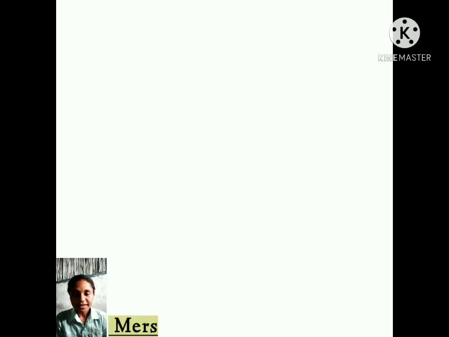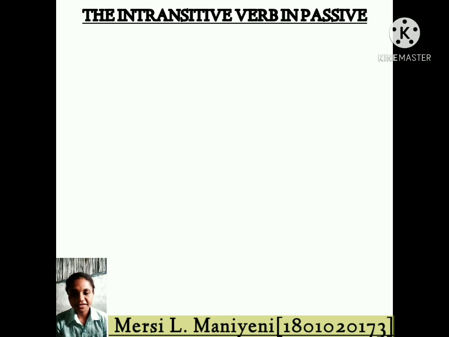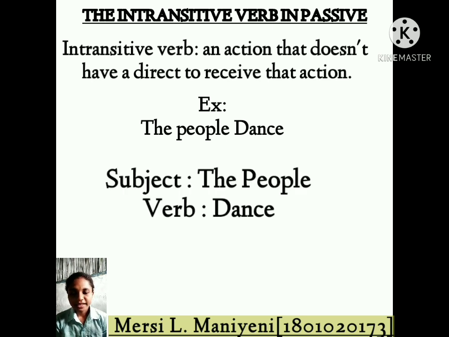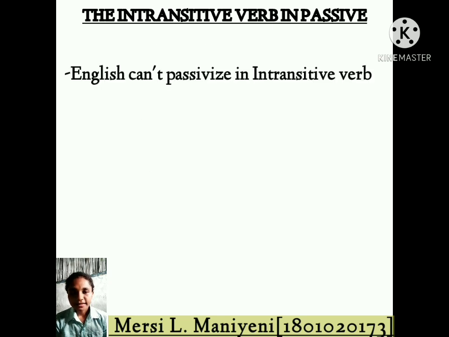Okay, my name is Marceliana Maniini. In this part, I'm going to explain about the intransitive verb and passive. A verb can be either transitive or intransitive. An intransitive verb is an action that doesn't have a direct object to receive that action. For example, as you can see on the slide, "The people dance." The people here is the subject, dance is the verb. So in this sentence, there is no direct object that follows the verb. English can't passify an intransitive verb.